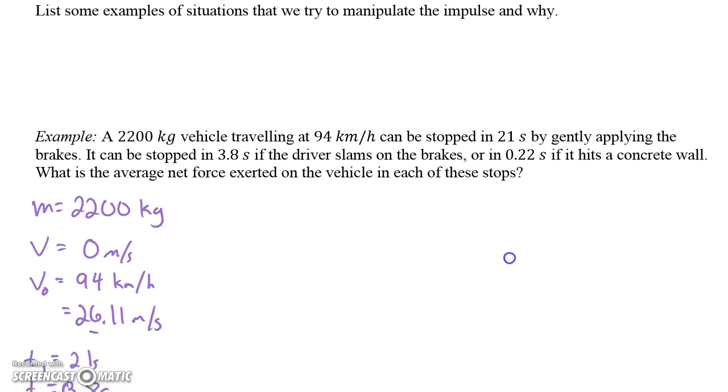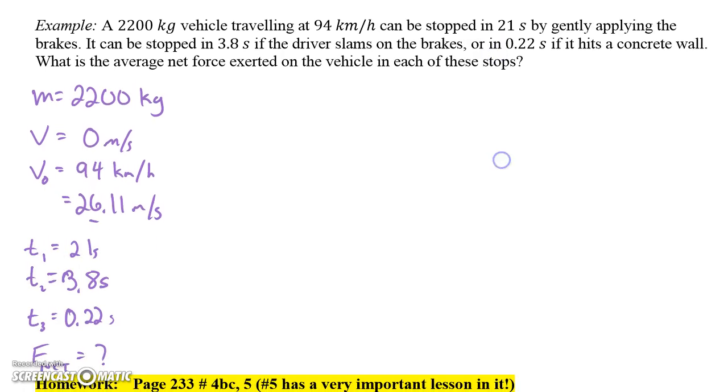So let's look at this example at the bottom. A 2,200 kilogram vehicle traveling at 94 kilometers an hour can be stopped in 21 seconds by gently applying the brakes. It can be stopped in 3.8 seconds by slamming on the brakes, or 0.22 seconds if it hits a concrete wall. I don't recommend the concrete wall option, might hurt. But let's take a look at finding the net force for each of these situations.